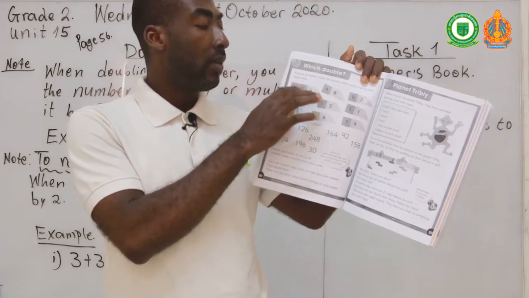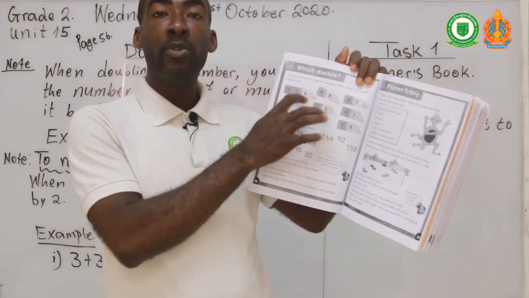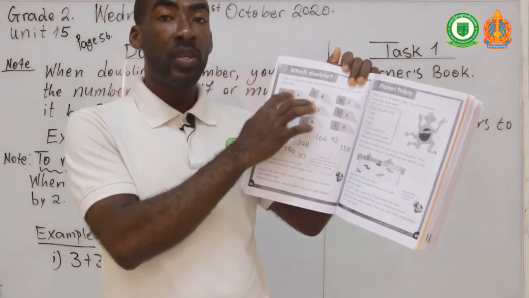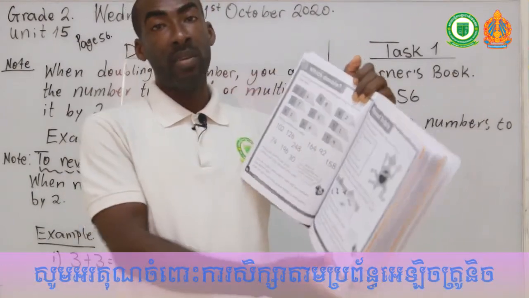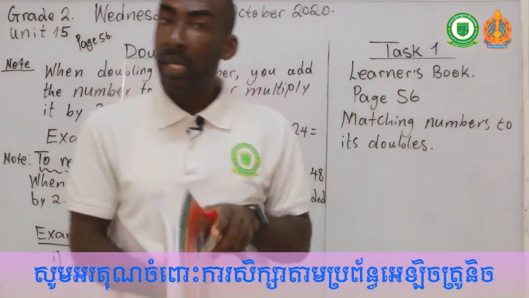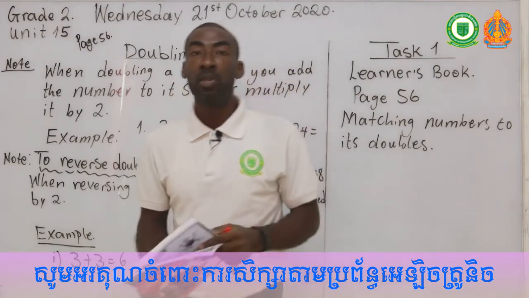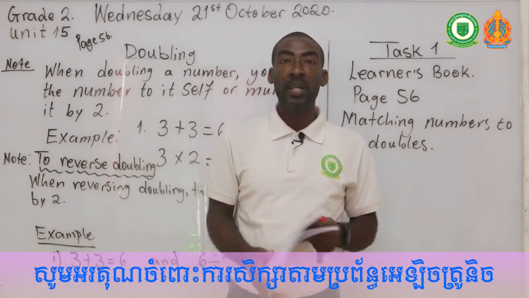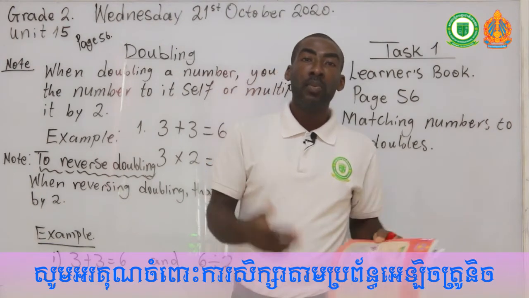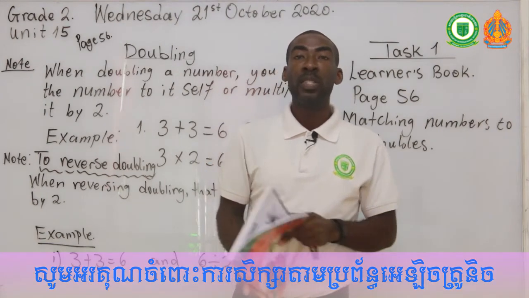You have 124, you find the double of 124 and you match your answer to this particular one. If you are not clear, you still can ask me through our interaction on Telegram as we meet in and then we do it. Okay, so afterwards we meet in our second video.